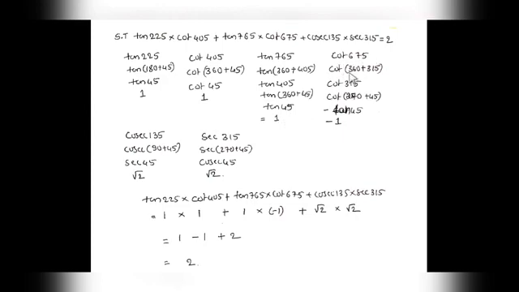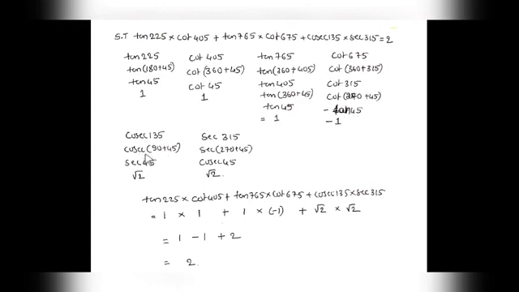Cot 675 can be written as cot 360 plus 315. 360 plus theta is in the first quadrant, all are positive, function doesn't change, so it will be cot 315. Cot 315 can be further split as cot 270 plus 45. Cot 270 plus 45 is in the fourth quadrant, cot is negative in the fourth quadrant, cot will change to tan of angle 45. Minus tan 45 is minus 1.